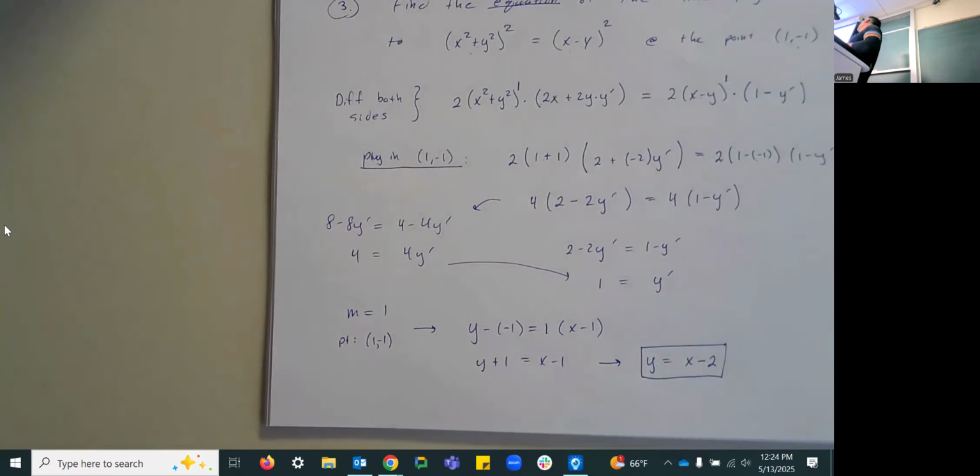That's pretty much all there is to say about implicit differentiation. If you're finding the derivative in general, take the derivative of both sides, do all the algebra to solve for y prime. If you're finding the slope of the tangent line or the slope at a particular point, take the derivative of both sides, plug in your point, then solve for y prime. One more thing I want to say, and then we'll move on to some related rates.